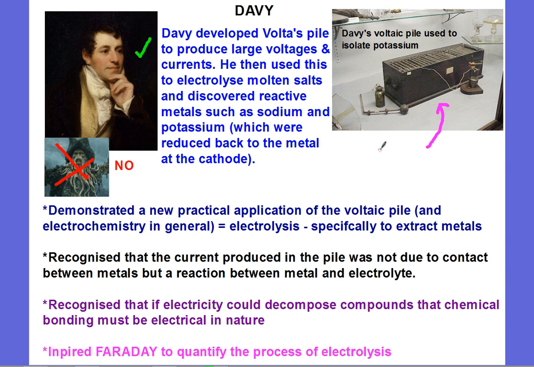First of all, he demonstrated a new and practical application of the voltaic pile and electrochemistry in general, and that application was electrolysis, which could be used to extract metals. He also recognized that the current produced in the pile wasn't due to the contact between metals, but there must have been some reaction taking place between the metal and electrolyte.